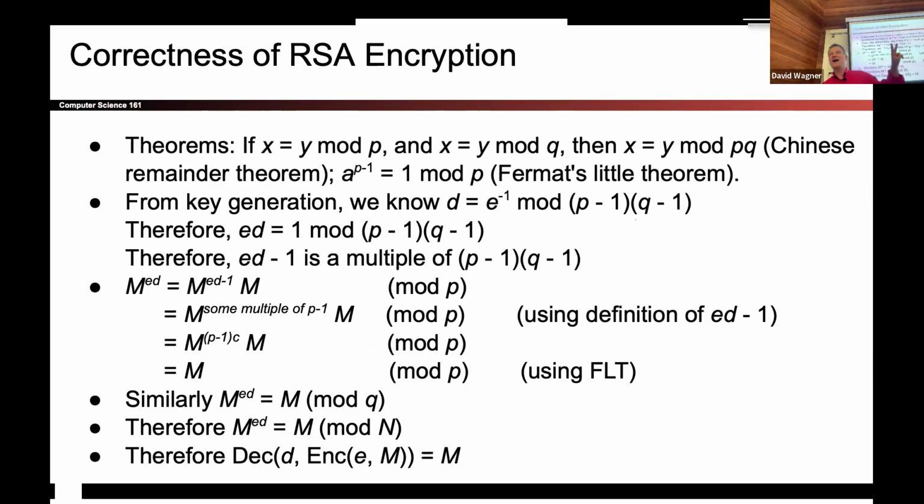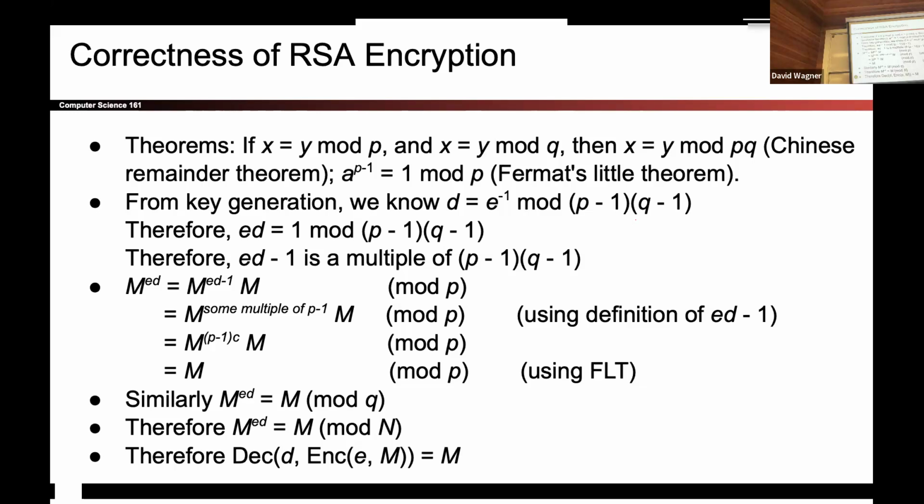Two facts from number theory that we're going to use in this argument. One is this Chinese remainder theorem business. If I have two numbers that are equivalent modulo p, and they're also equivalent modulo q, then they're equivalent modulo p times q. Like if you and I are thinking of a number and we discover that our numbers have the same remainder mod 3, and the same remainder mod 5, then our numbers have the same remainder mod 15. That's the Chinese remainder theorem.